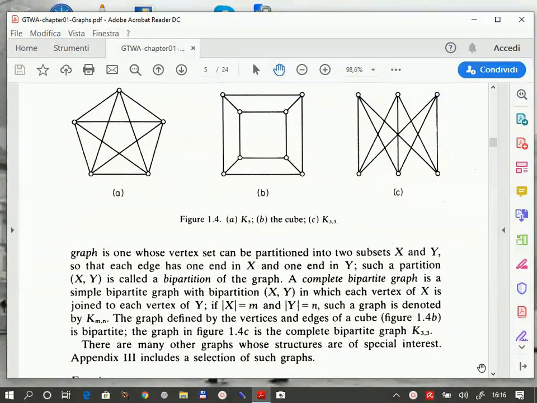Pay attention. What is a bipartite graph? It is a graph such that you can subdivide the vertex set into two disjoint parts, so that each edge connects one vertex of set A with one vertex of set B. And so no two vertices of set A are adjacent, are joined together. No two vertices of set B are adjacent, are connected to each other. Is that clear?